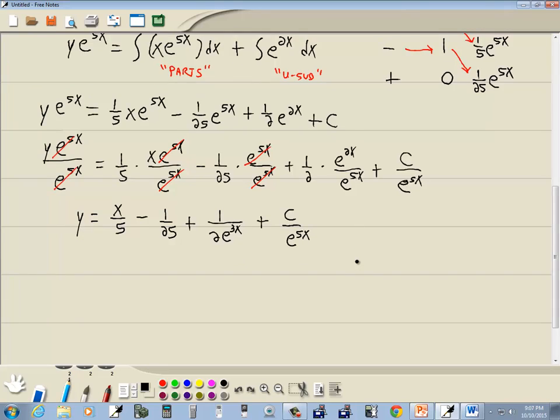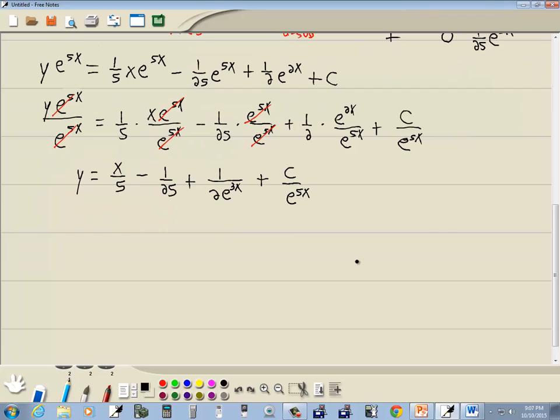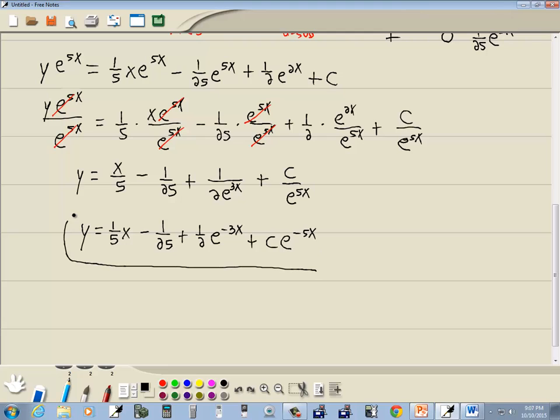Double check I didn't lose any numbers or anything there. Okay. So we got y is equal to 1/5 x minus 1/25 plus 1/2 e to the negative 3x. I move it up on top, sign of the exponent changes. Plus c e to the negative 5x. And that would be our answer to that problem.